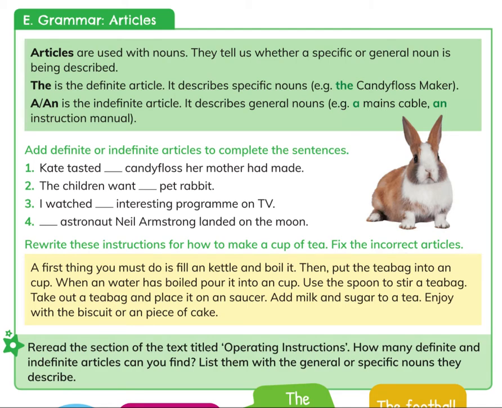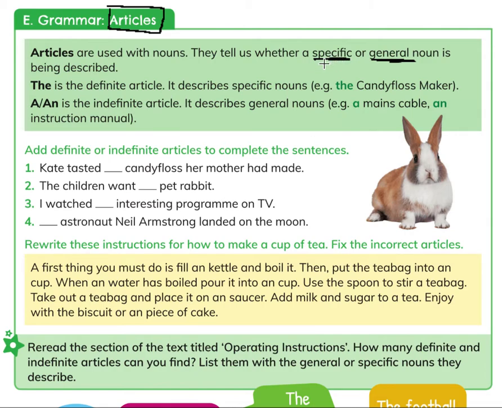Okay, guys, so this is your English today on Thursday, and we are looking at page 138, exercise E. It's about grammar, and what we're looking at today is something called articles. Okay, articles. Now, we haven't heard of these before. Articles are used with nouns. They tell us whether a specific or a general noun is being described.